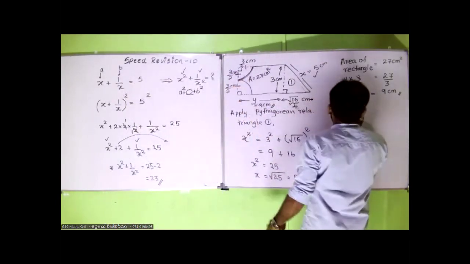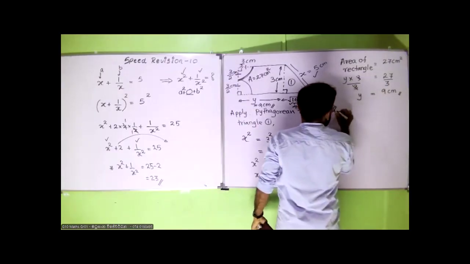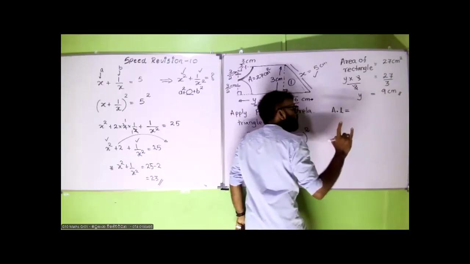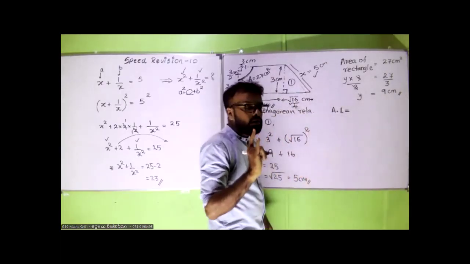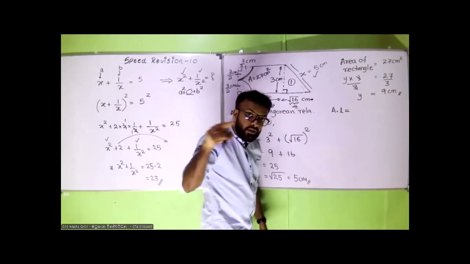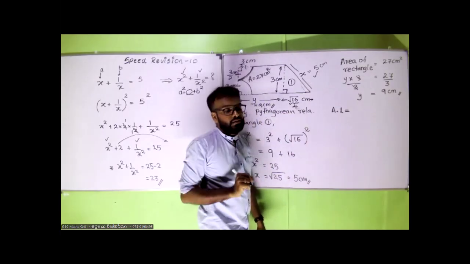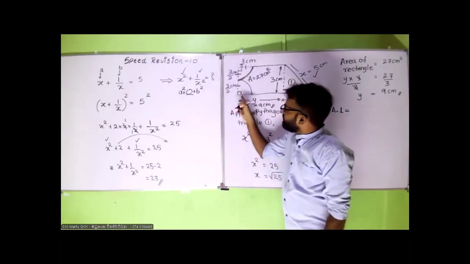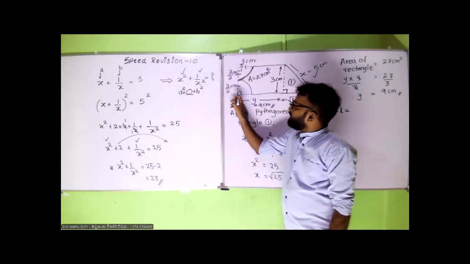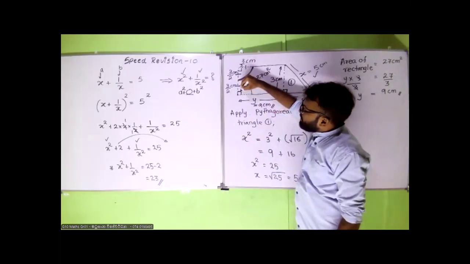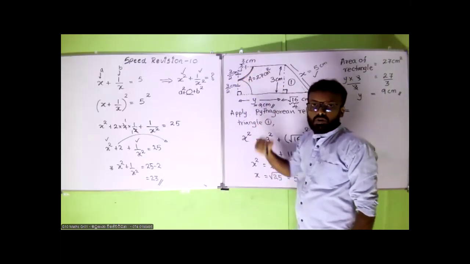And my arc length equals the portion of the circle. How to find the portion of the circle? Angle at the center divided by 360. So what is the angle at the center here? Center is here. Angle at the center is 90 degrees. So that is a part of the circle.